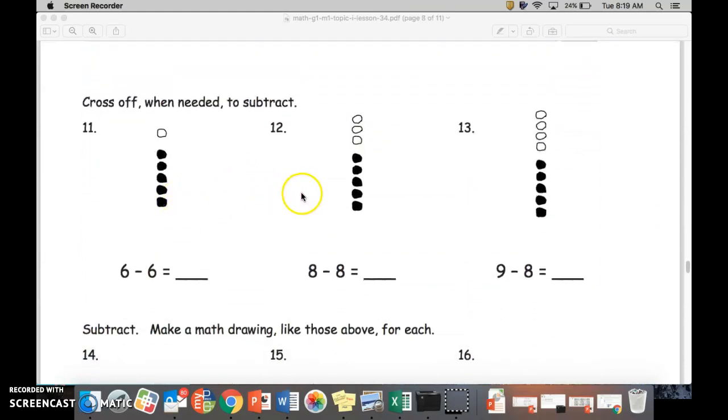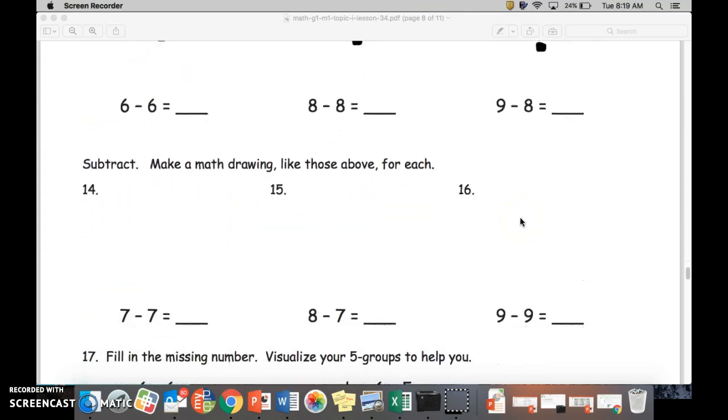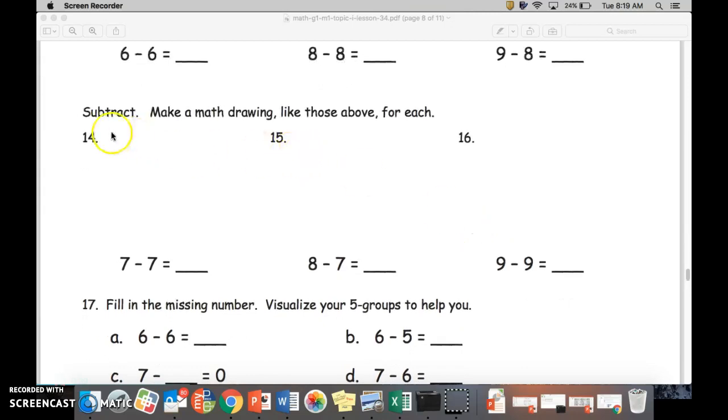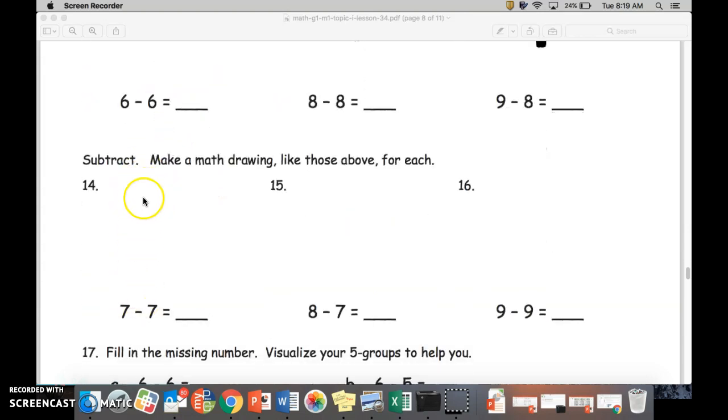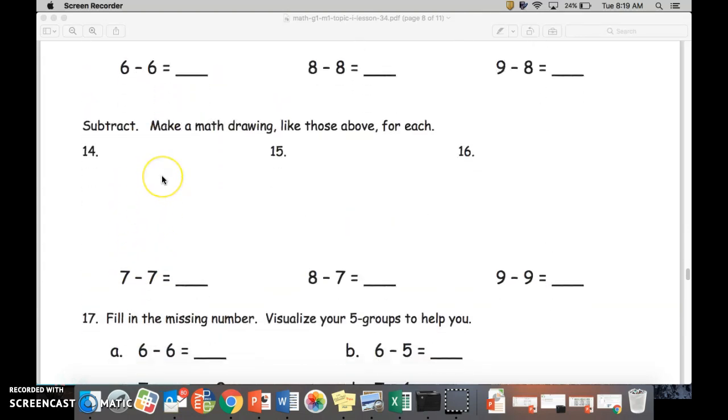Number 11, 12, and 13, cross off when needed to subtract. These are up and down, see? Numbers 14, 15, and 16, you're going to subtract. Make a math drawing like those above, so like these ones. So now they're going to be drawings, 5 groups going up and down.